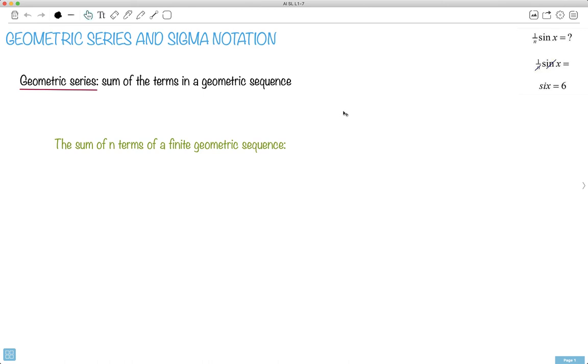We're going to be talking about geometric series and also a little revision again of sigma notation.